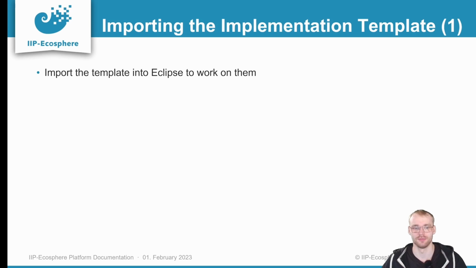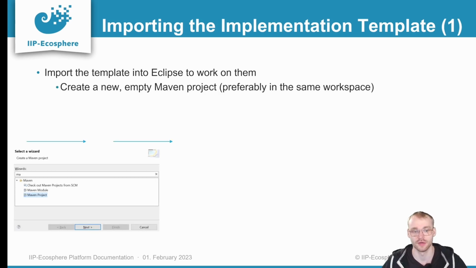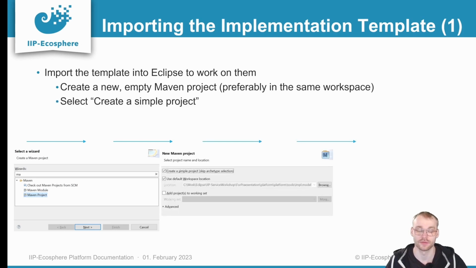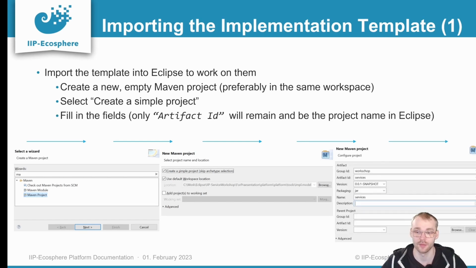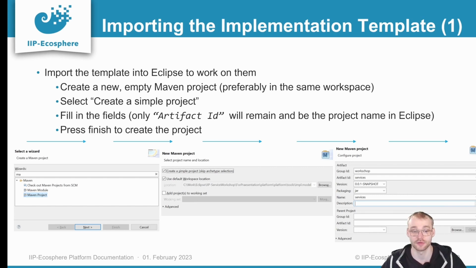So how do we import the templates into Eclipse to work on them? First we create a new empty Maven project, preferably in the same workspace. Then we select create a simple Maven project to skip some of the configuration. Then we fill in the fields like group ID, artifact ID and name. The only thing that will remain from this is the artifact ID as the name of the project in Eclipse. If this is done, you can press finish to create the project.